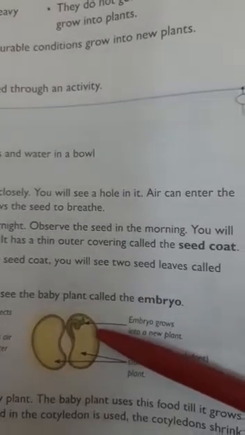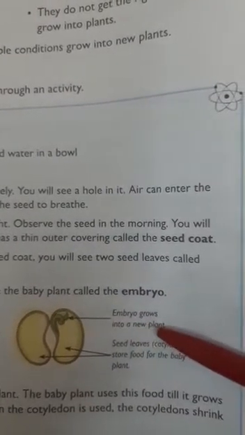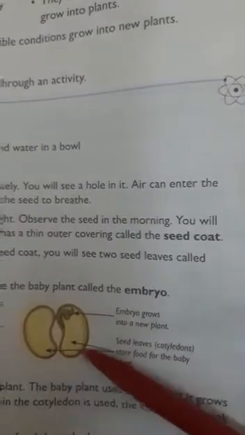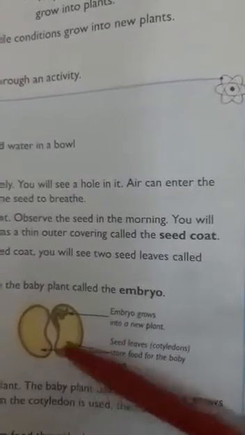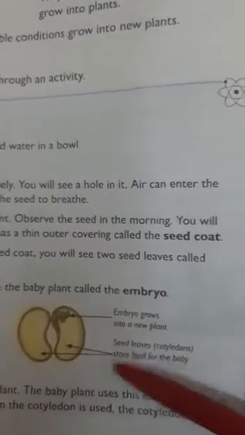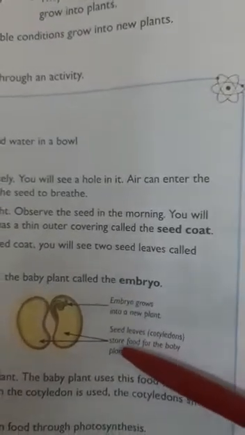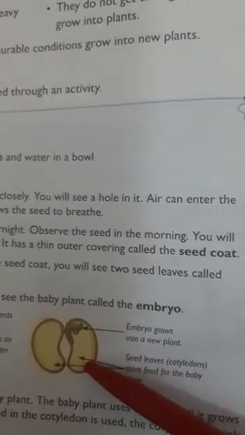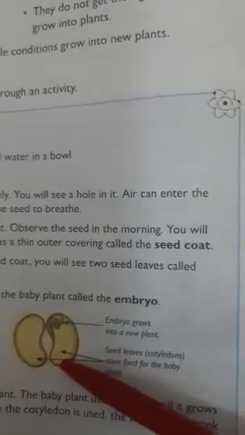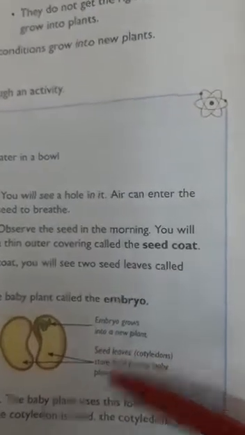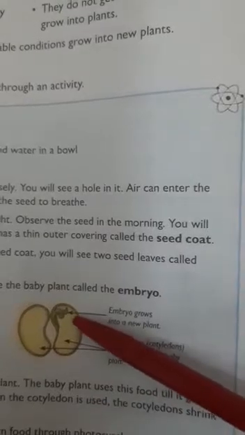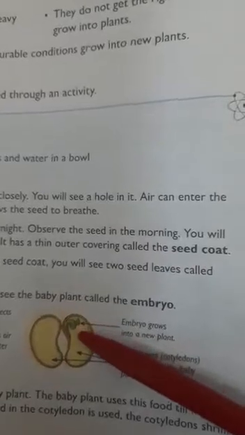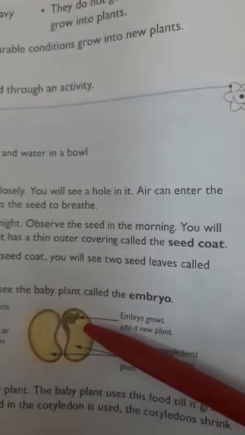So here a small baby plant which you can see, that is embryo, grows into a new plant. Okay, and these two leaf-like structures, they are called seed leaves or cotyledons. When we cut a bean, we can find these two parts. And the very small plant which you can see growing from inside, that is called embryo. Later on it grows as a new baby plant.